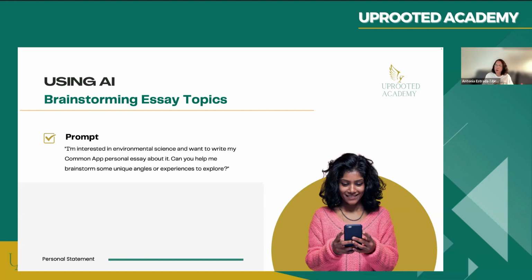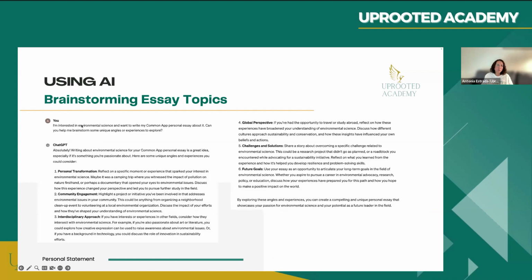So this is just a sample prompt. This prompt will obviously be different for you depending on who you are. But this is just one that I came up with so that I can show you what output AI comes up with. The prompt: I'm interested in environmental science and want to write my Common App personal essay about it. Can you help me brainstorm some unique angles or experiences to explore? Simple prompt, right? Again, this will vary depending on you. So you can see here, I put in the prompt and I get all these unique angles that I can use. So let's just choose the first one.